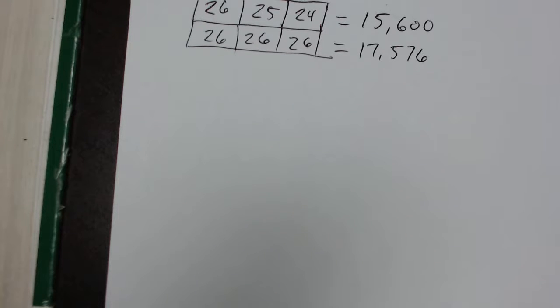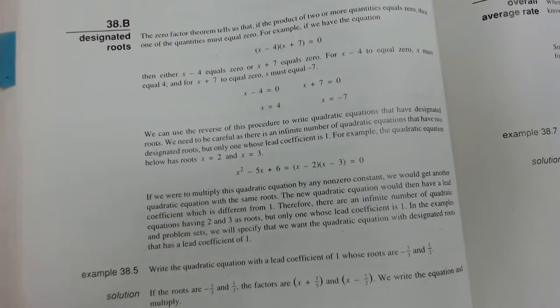The next thing we're going to talk about is designated roots, or this actually falls on the concept of zeros with graphing. I don't think we're talking about that yet. So we're just going to talk about designated roots right here.